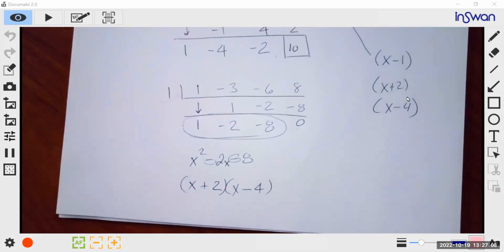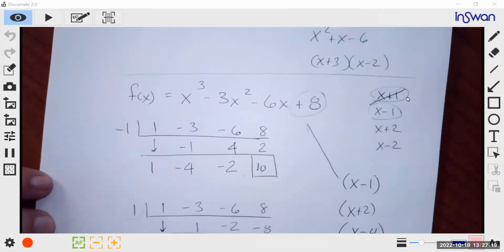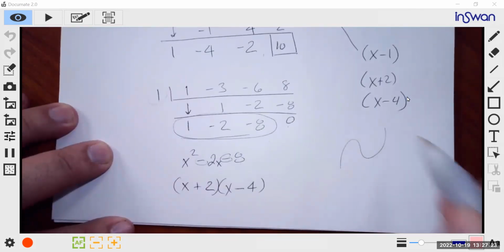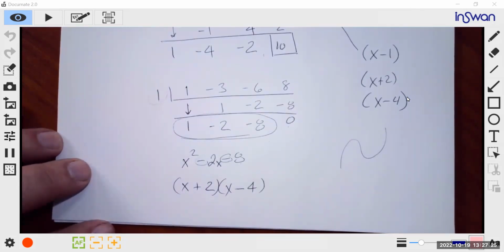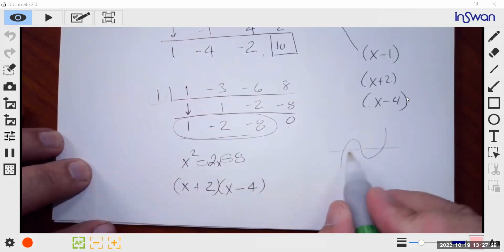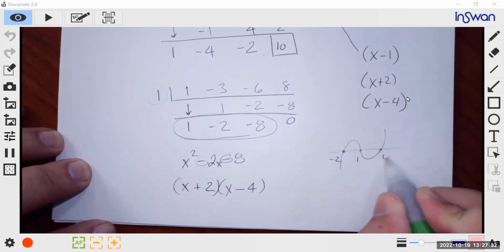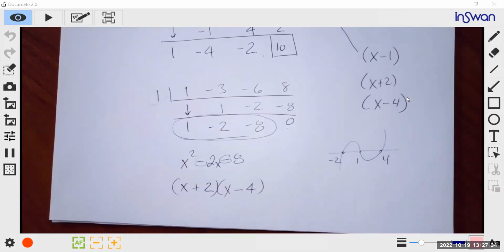You have now found the x-intercepts. The x-intercepts are at 1, -2, and +4. And we know the y-intercept is at 8. Since it's a cubic function, the graph looks like this. So we know the intercepts are going to be at -2, 1, and 4. Pretty cool.